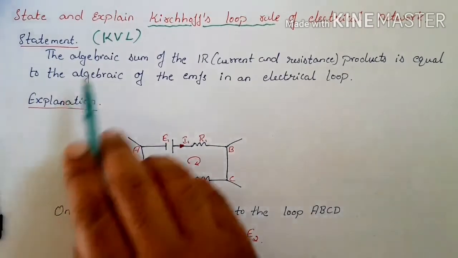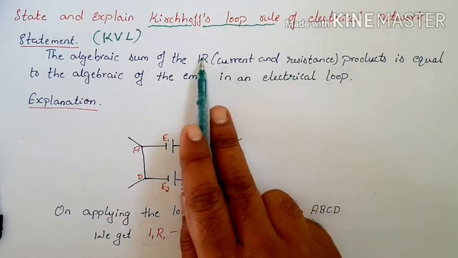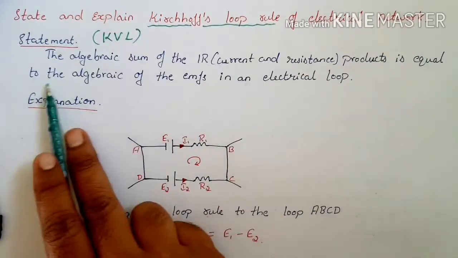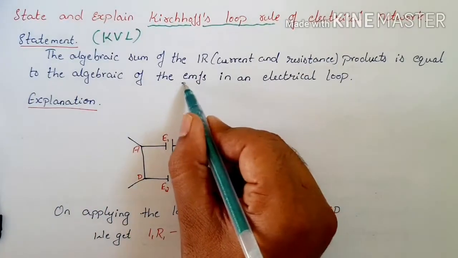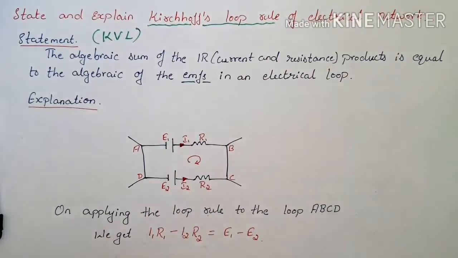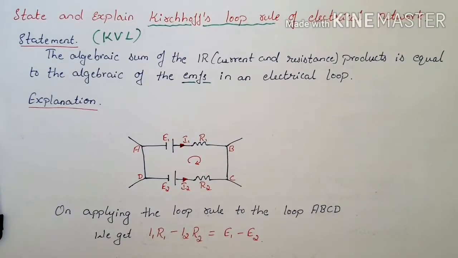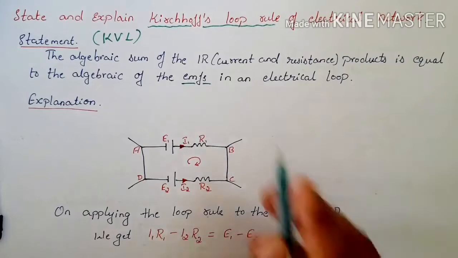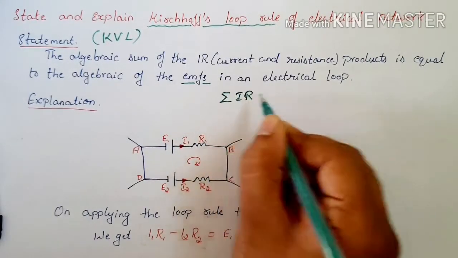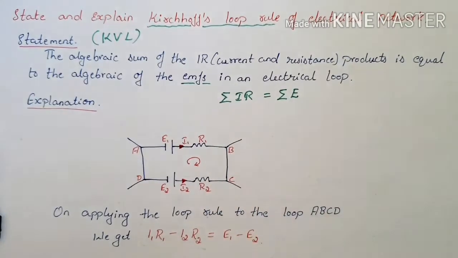Is it clear? The statement is: the algebraic sum of the IR products, where I means current and R means resistance, is equal to the algebraic sum of the EMFs in an electrical loop. I think it is very similar to Ohm's law, V is equal to IR, but instead of V, I am using the EMF here. So the meaning is, the algebraic sum of the IR products is equal to the algebraic sum of the EMFs.